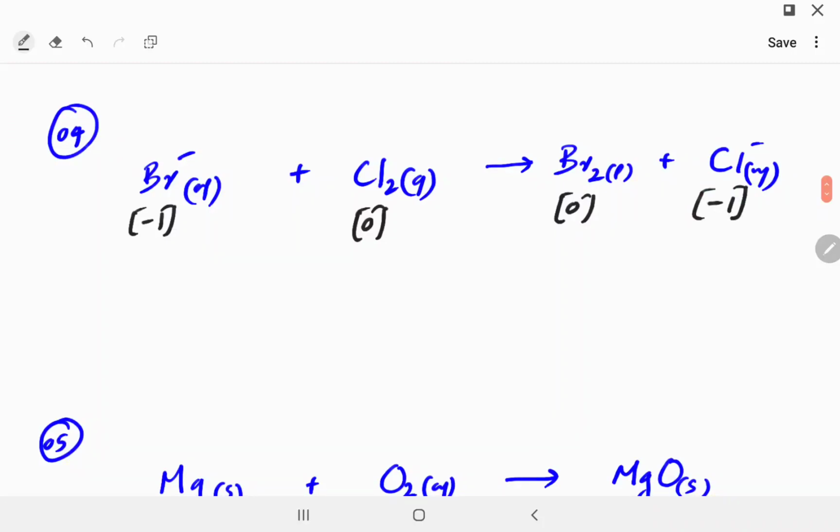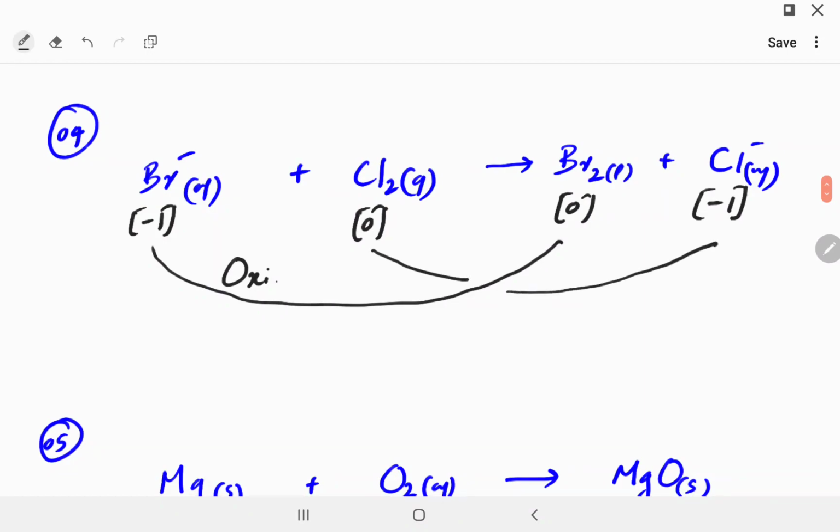Once you have the oxidation numbers, usually we identify the oxidation and reduction. Let's do that. Bromide goes from -1 to 0, so that is an increase in the oxidation number, which means it is oxidation. And chlorine goes from 0 to -1, so the oxidation number is decreased. So this is reduction. So we identified oxidation and reduction.